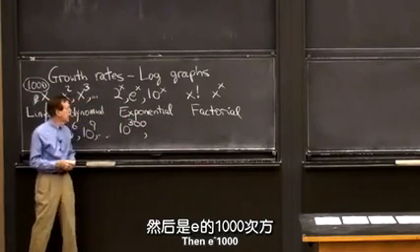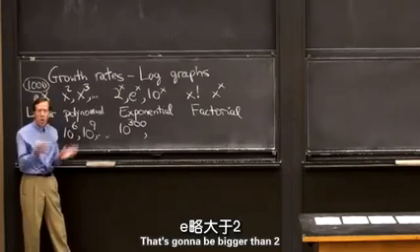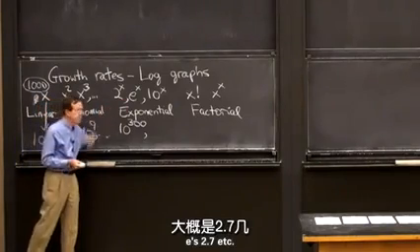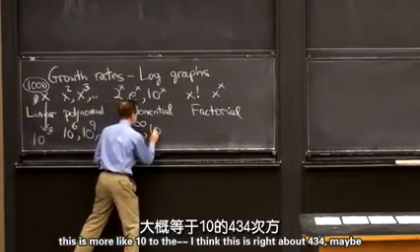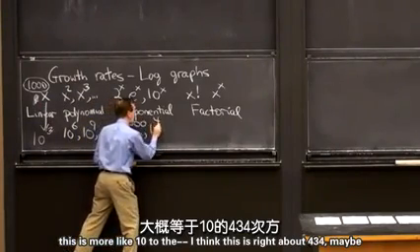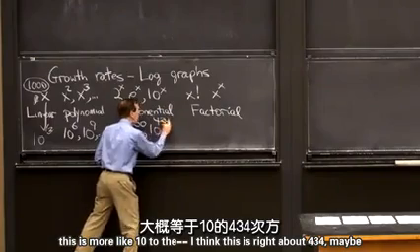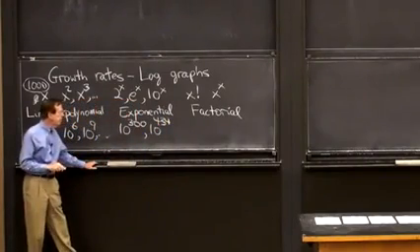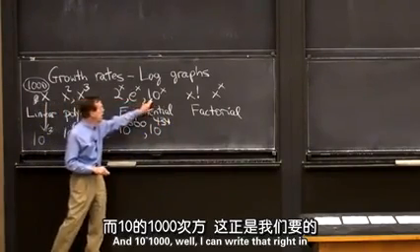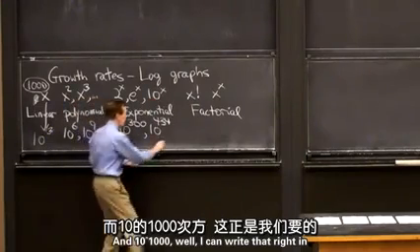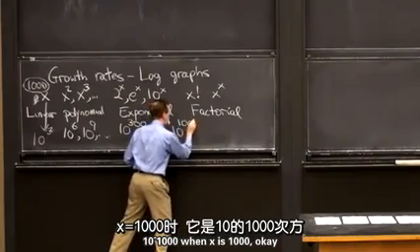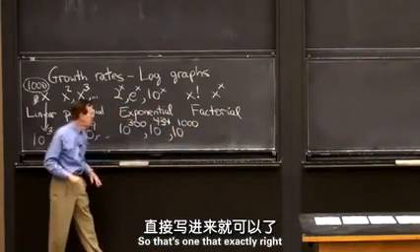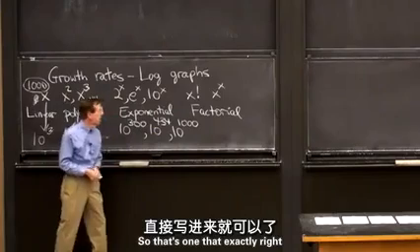Then e to the 1,000th, that's going to be bigger than 2. E's 2.7, etc. This is more like 10 to the, I think this is right, about 434 maybe. And 10 to the 1,000th, well, I can write that right in, 10 to the 1,000th, when x is 1,000. Okay. So that's one that's exactly right.